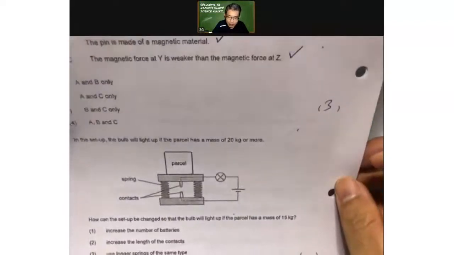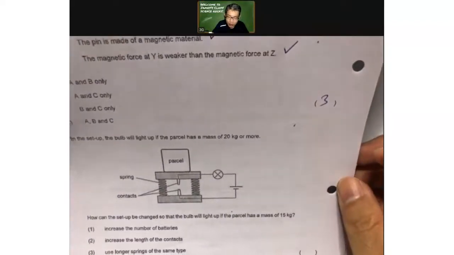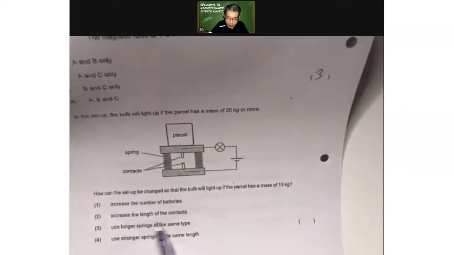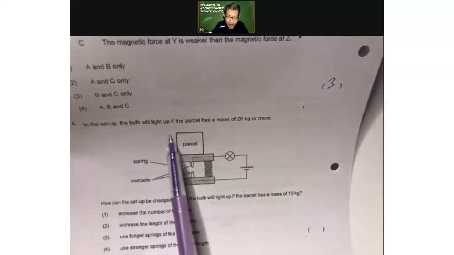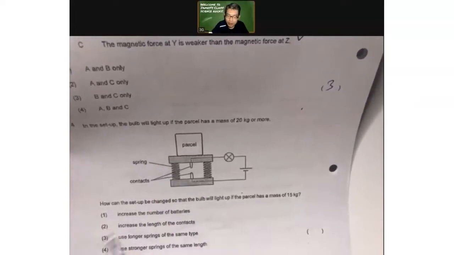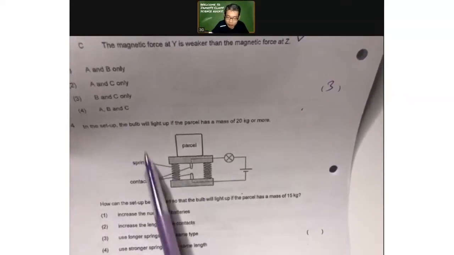Question 4 is about, I think, something about elastic spring force. I see spring, and the answer here I talk about length and stuff. In the setup here, the bulb will light up. Also about electricity, something about electrical energy as well.